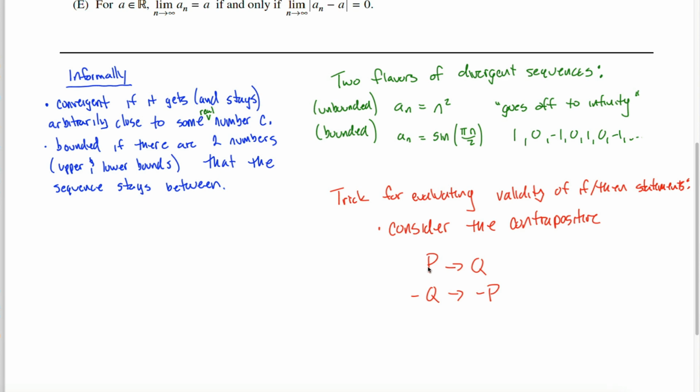If a test question gives you P implies Q, and you can't tell whether that's true or false, you might want to rewrite it as not Q implies not P, and see if that's easier for you to evaluate the validity of. Because if this one's true, this one has to be true. If this one's false, this has to be false.